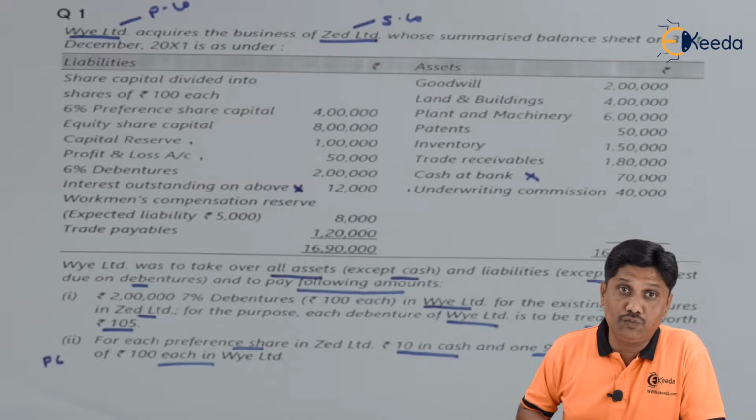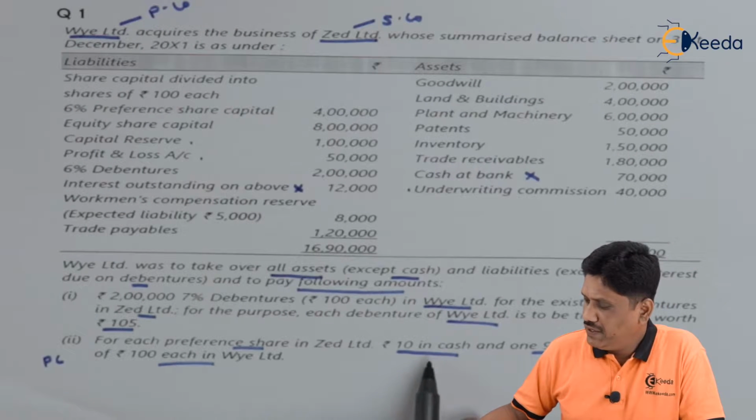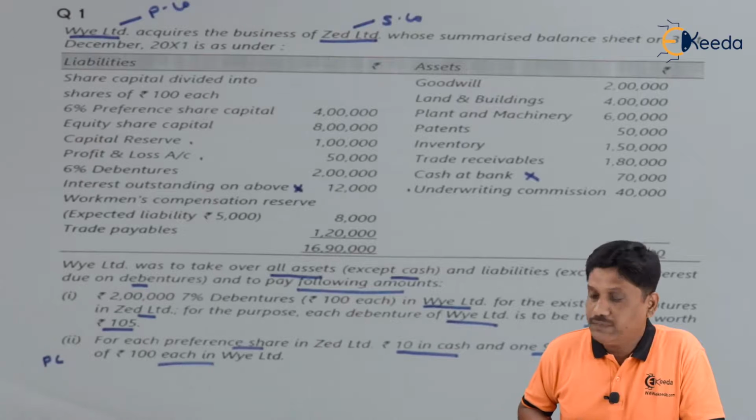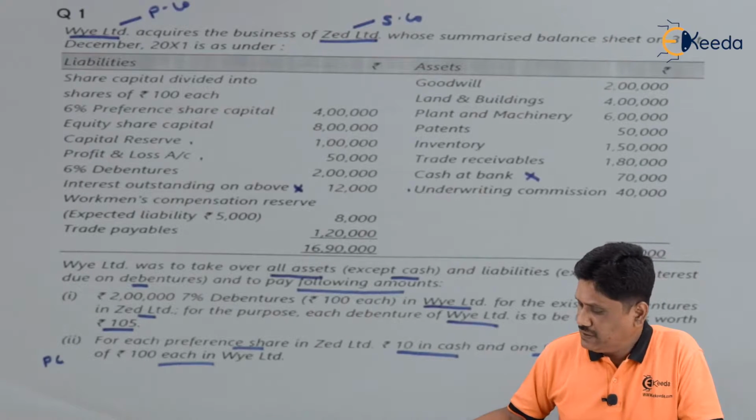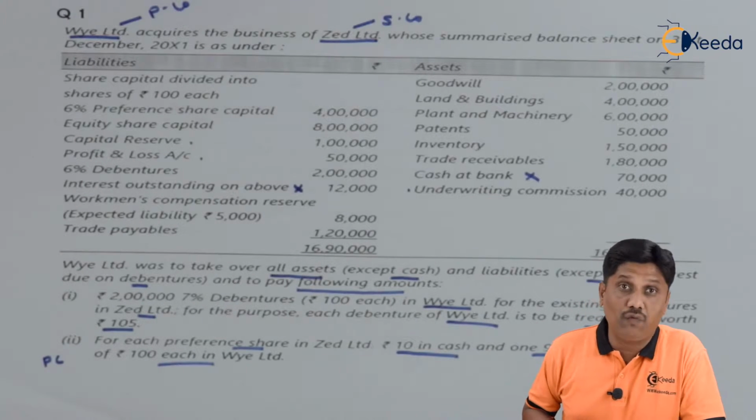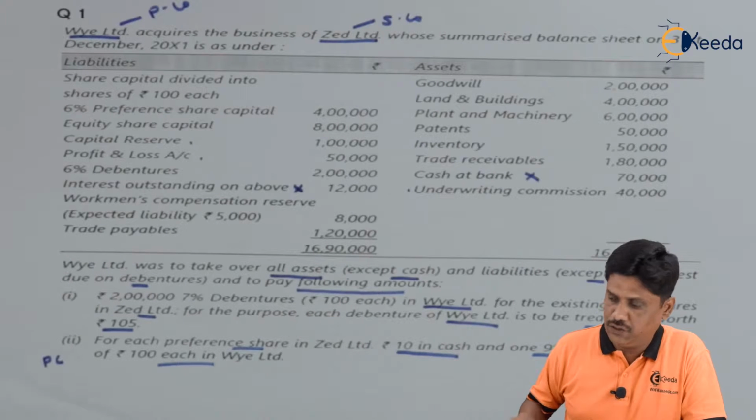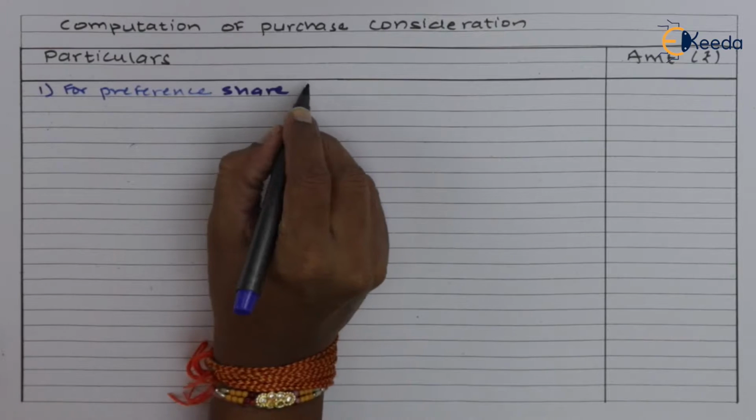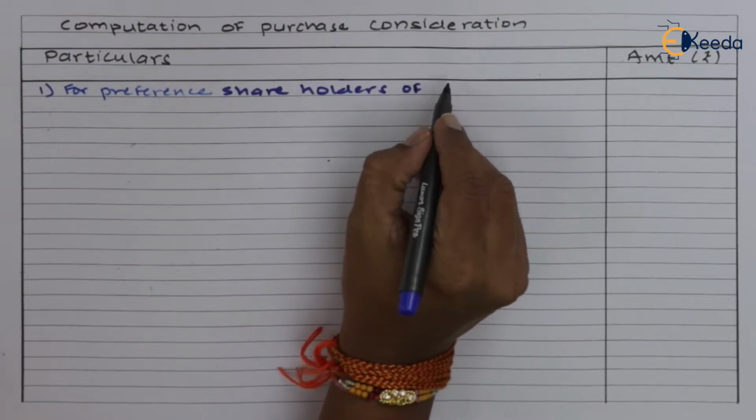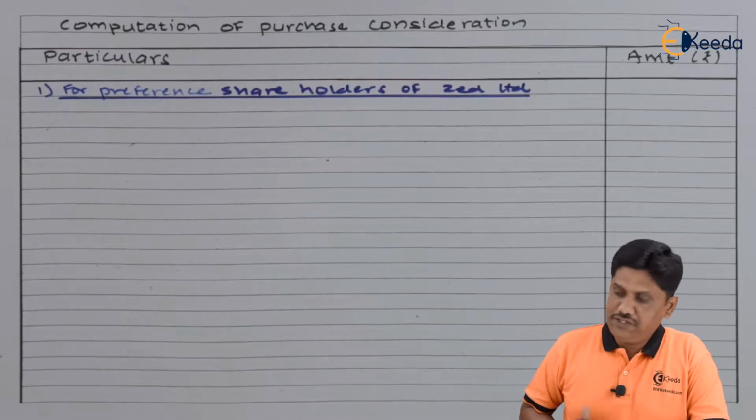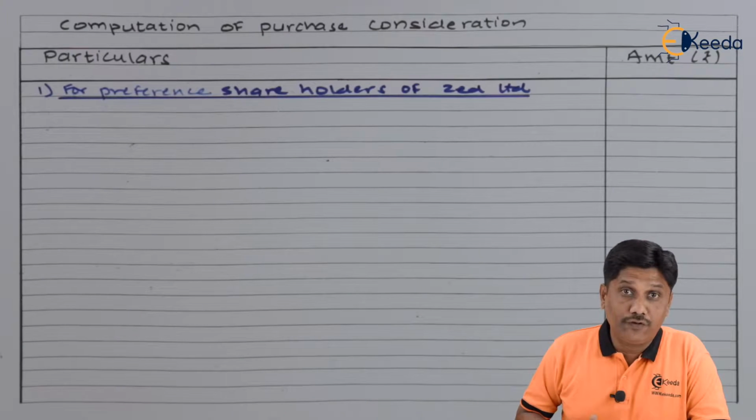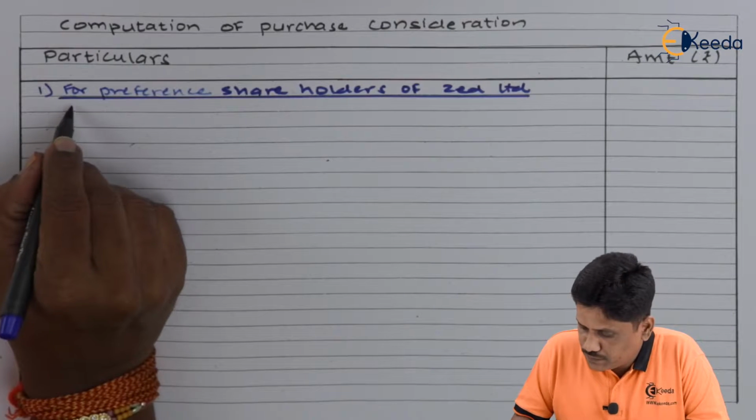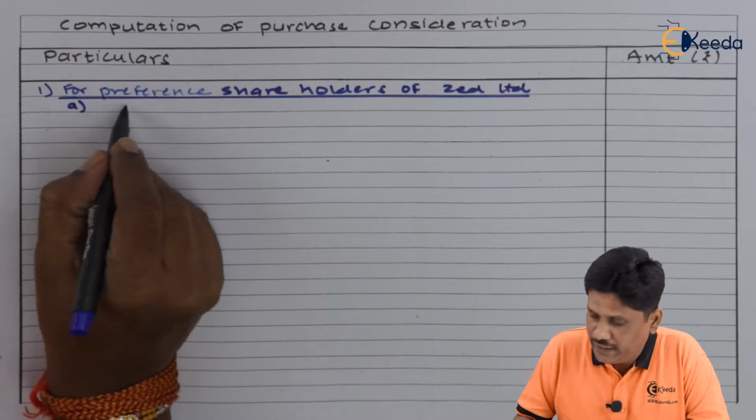So they are discharging whom? Preference shareholder. What will they get? Cash rupees 10 for every share and 9% preference shares of rupees 100 each in Y Limited. So it is a payment for preference shareholder. For preference shareholders of Z Limited, firstly they paid you cash. So A, we got the cash.